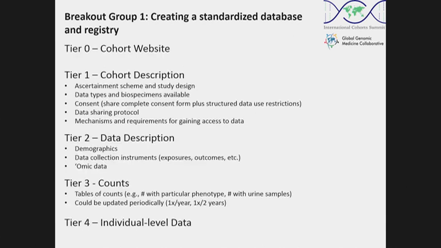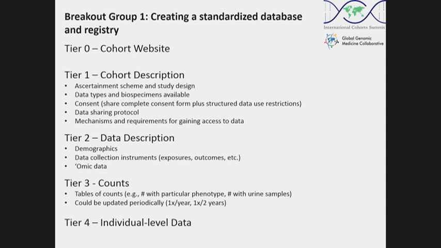So broadly, we looked at multiple different tiers. Tier 0, so many of the cohorts already have their own websites, and so really just aggregating, which is largely what's already been done for the program book here, at least surfaces that these things exist. Tier 1 would be essentially a cohort description, which again is, I think, very similar to what's already in the program book. The ascertainment scheme, the study design, what data types and biospecimens are available. We talked about sharing consent, the entire consent document, if possible. What your data sharing protocol is, and mechanisms and requirements for gaining access to the data. There were differences across cohorts in how they wanted to be approached, so this is an important piece of information to share.